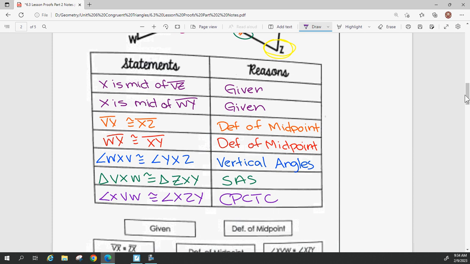This is just an extension on what we did in the last lesson, just one step further. In the last lesson, we showed triangles were congruent, and that's what we wanted to do. Now we're taking that a step further and using those congruent triangles to show that the other corresponding parts that we didn't already know were congruent are congruent.